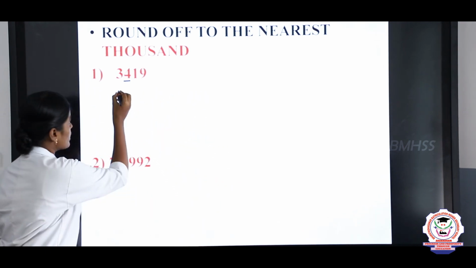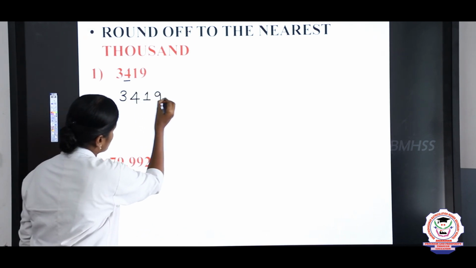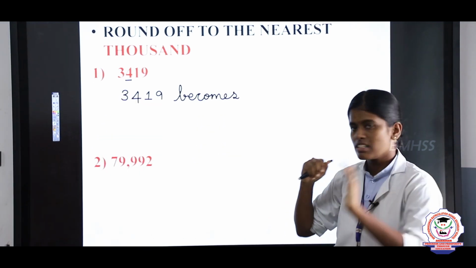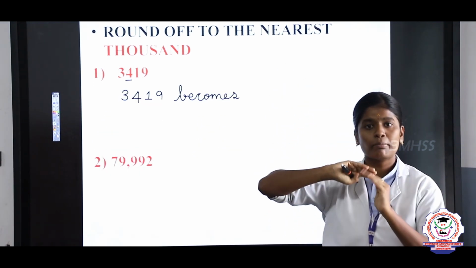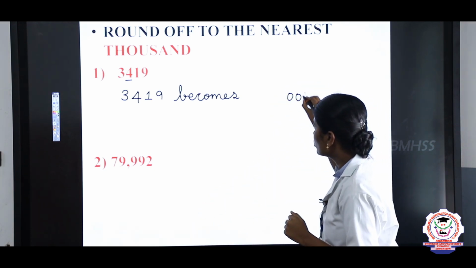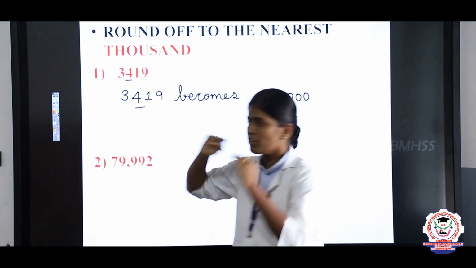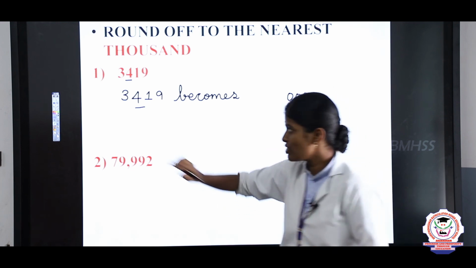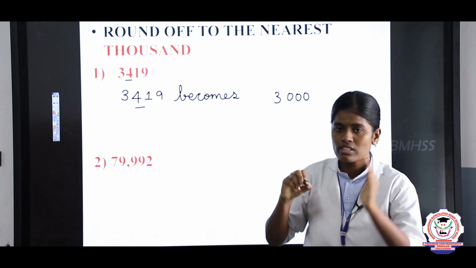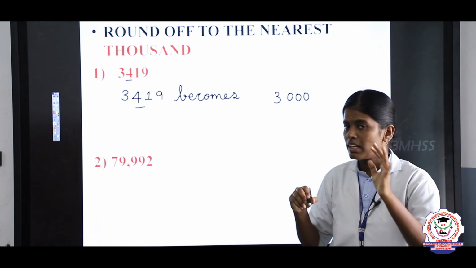So take the question. 3,419 becomes... So insert 3 zeros. Why? Because the question is rounding the number to the nearest 1000. So add 3 zeros: 1, 2, 3. Now we check the hundreds place value. In this hundreds place value, it is a 5 before number. So don't make any changes, simply write the thousands value, 3. So 3,419 becomes 3000.